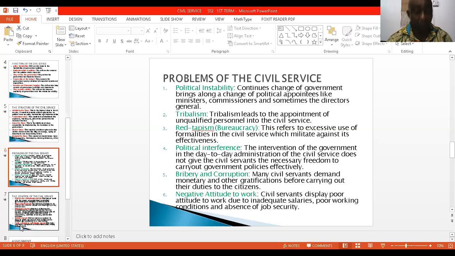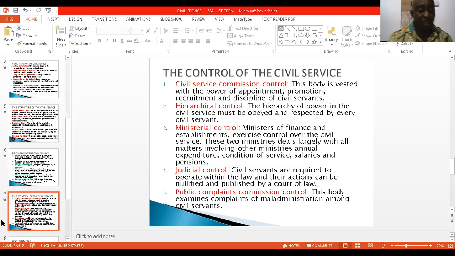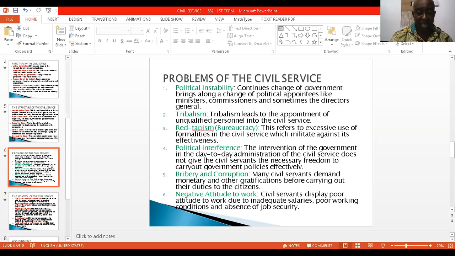These are some of the problems. It affects the smooth run of the civil service in our society, in our country in general. Negative attitude to work. Some civil servants display poor attitude to work due to inadequate salaries, poor working conditions, absence of job security. Maybe they are not secured where they are working. Who knows whether the next organ will sack us? We don't know. So based on that, they'll be doing whatever they like.